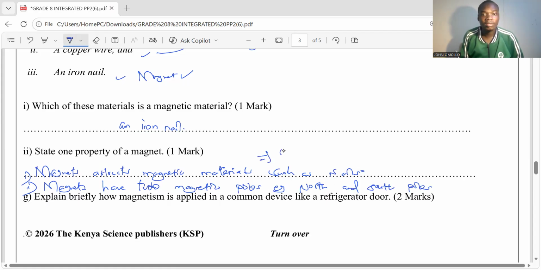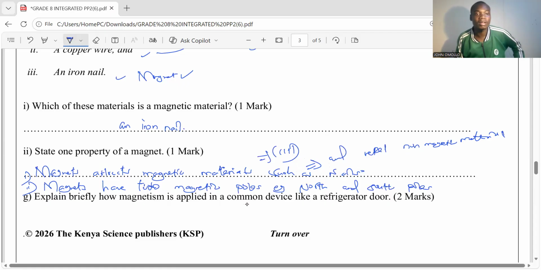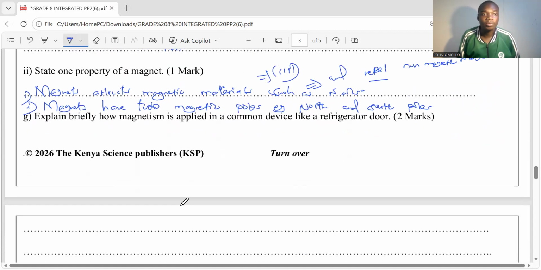Another property, which is the third one, which is just the same as this one. They attract and repel non-magnetic materials. This one is kind of an addition for number 1. Magnets attract magnetic materials such as nails as they repel non-magnetic materials such as wood and copper we've seen up there. And they have 2 poles. Those are the major 2 properties of magnets.